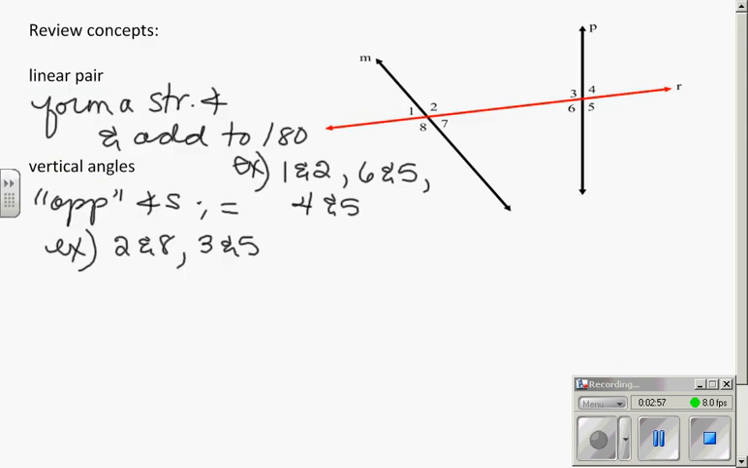Now, these are review concepts. Remember, a linear pair forms a straight angle that adds to 180. So for example, 1 and 2, 4 and 5. And I just want to remind those are not going away. Super important ideas. Vertical angles are our opposite angles that make our V. So 1 and 7, 4 and 6. And remember, they are equal.